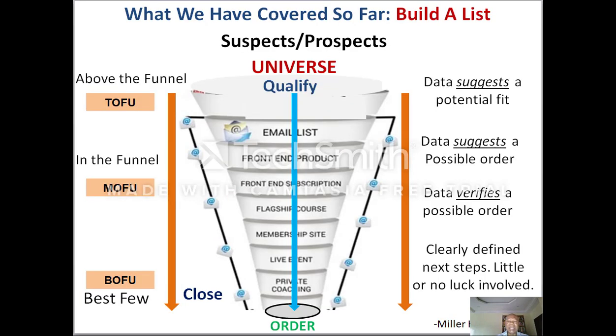And we said that building a list does not happen by accident. It follows a process, it follows a methodology, it's step by step. All right. So on the left hand side there is the funnel. Above the funnel, tofu is top of the funnel, mofu is middle of the funnel, bofu is bottom of the funnel. So you start at the top of the funnel, which is the universe.